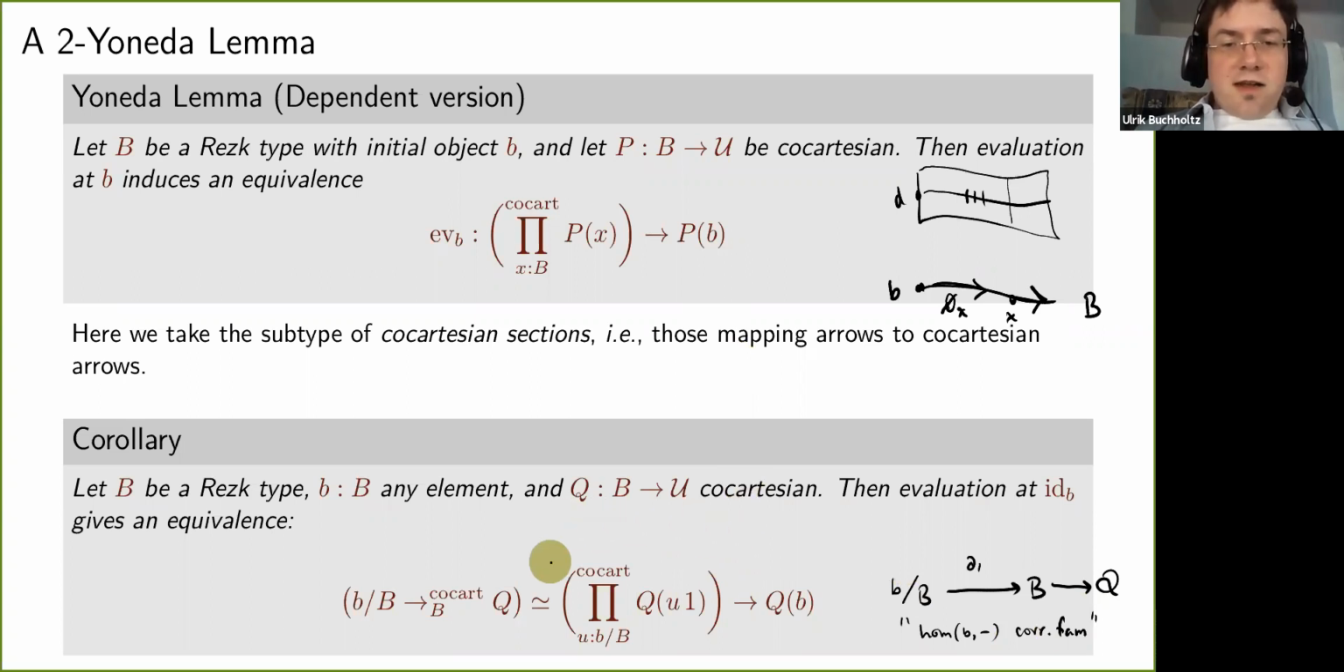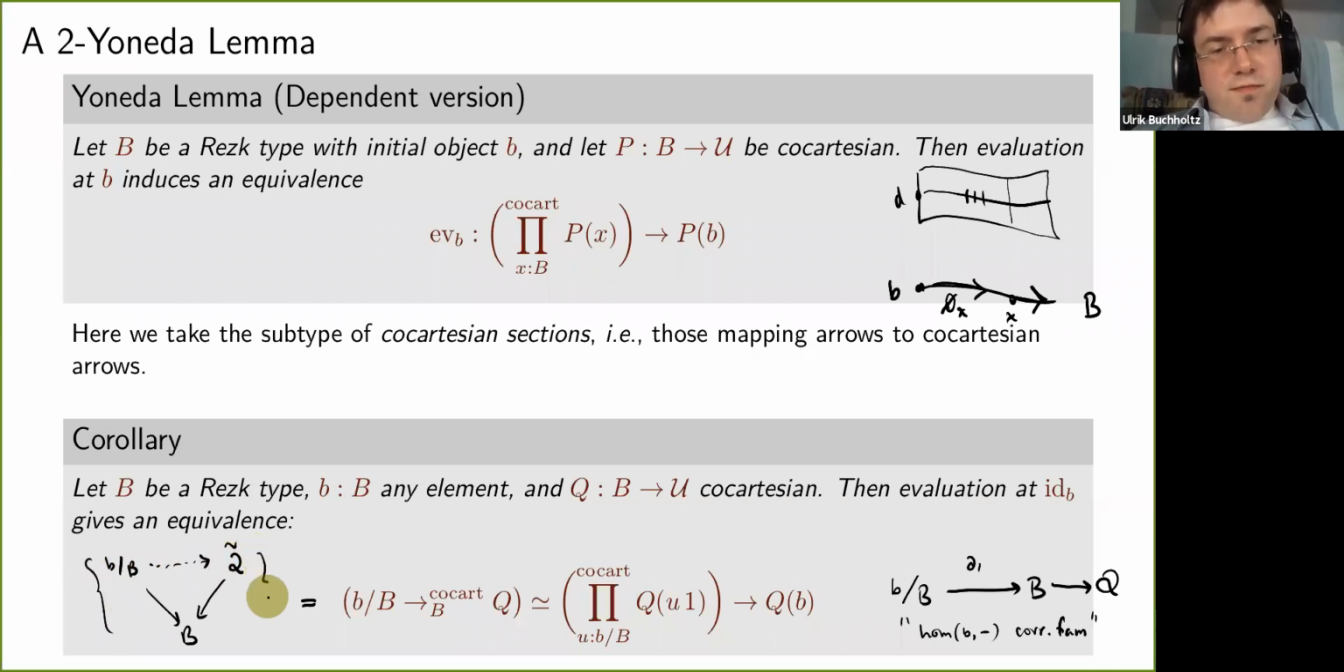And let me just also note that this type of co-Cartesian sections of the composite is the same as the co-Cartesian natural transformations. So here you have this B over B sitting over B, and you have this other family Q bar for the total type, and then you have the type of co-Cartesian functors. So object-wise functors here that send co-Cartesian arrows to co-Cartesian arrows, but this is a covariant family. So every arrow is co-Cartesian.